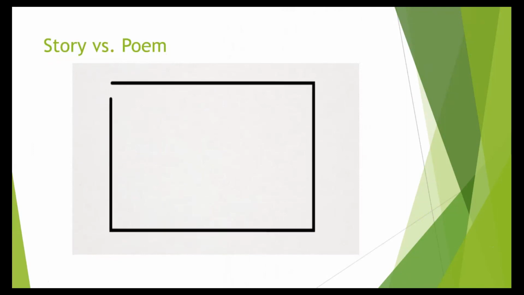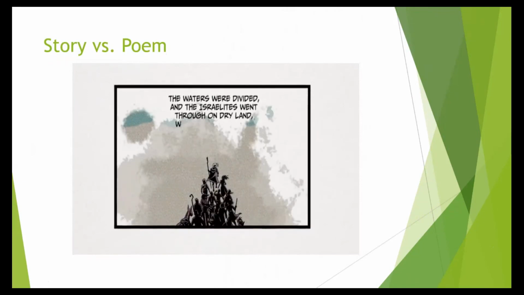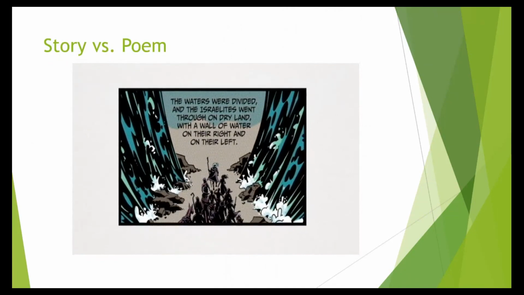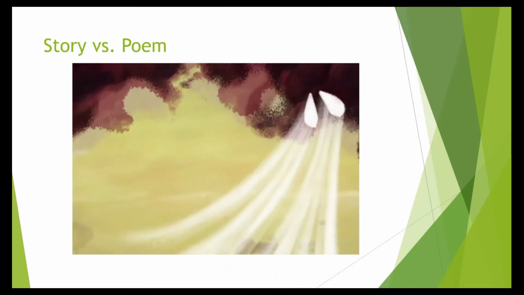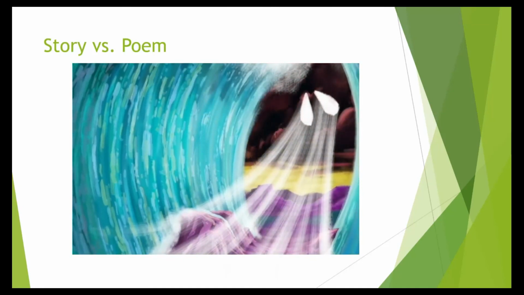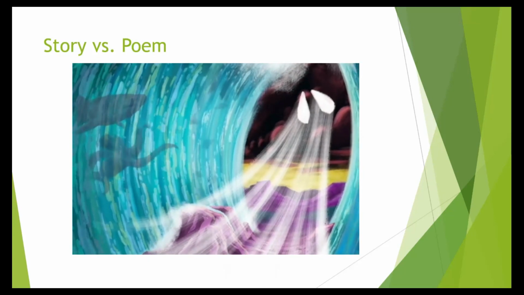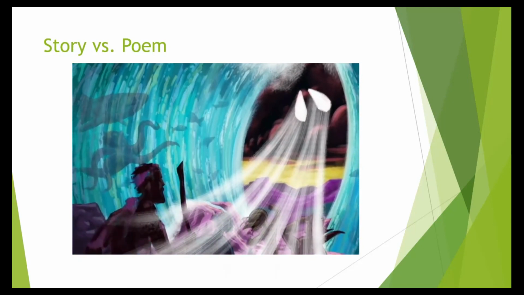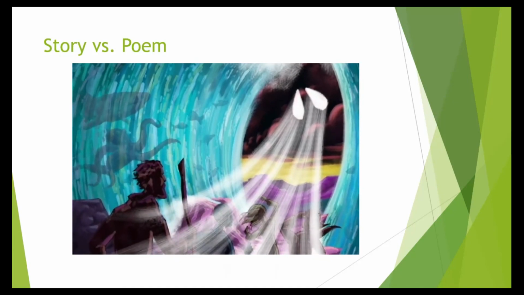So, one part of the story goes like this. The waters were divided, and the Israelites went through on dry land with a wall of water on their right and on their left. That seems pretty clear. Right? Now, the poem telling the same event. O Lord, by the blast of your nostrils, the waters piled up. Surging waters stood like a wall. Deep waters congealed in the heart of the sea. Whoa, a wall of surging water like jello and divine nostrils? This is intense. Yeah, the poem ignites your imagination through the experience of verbal art.